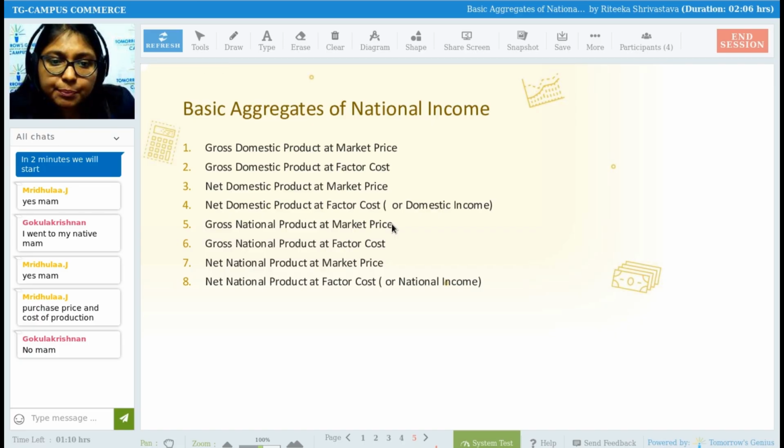Gross national product at MP, GNP at MP. Gross national product at FC, GNP at FC. NNP at MP, that is net national product at market price, and net national product at factor cost. So NDP at FC is called domestic income. NNP at FC is called national income. Fine.